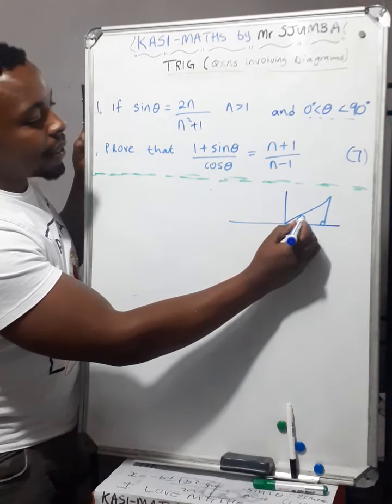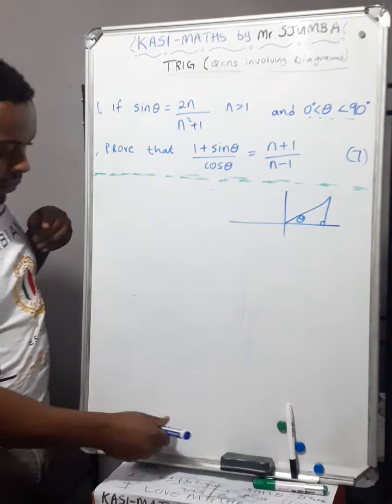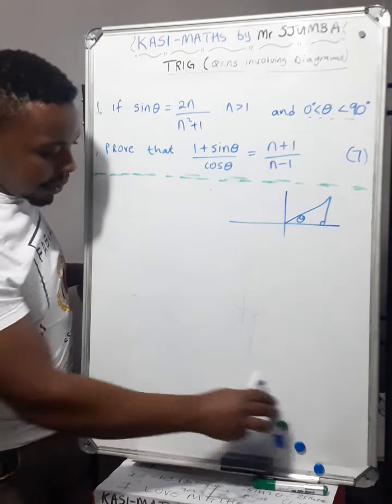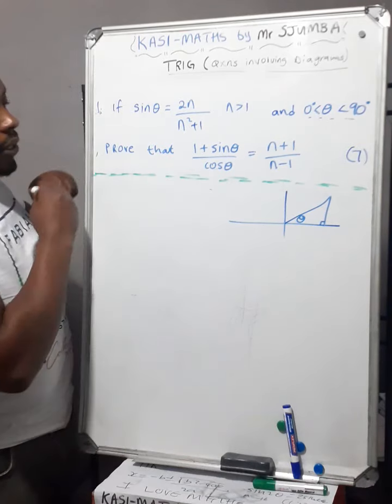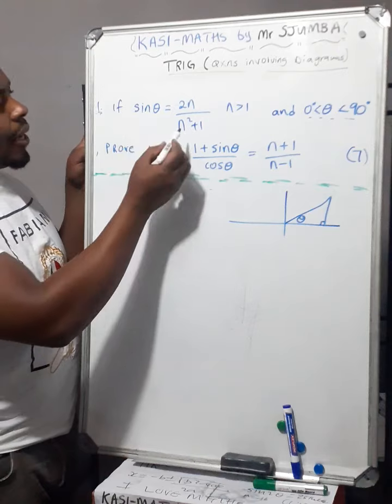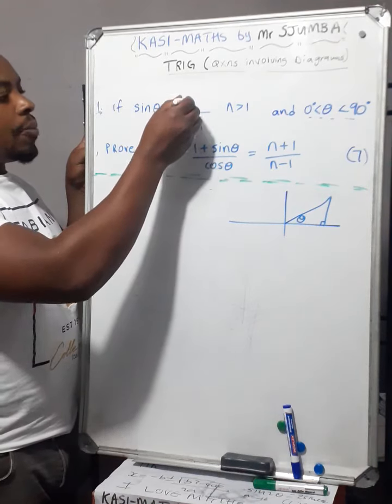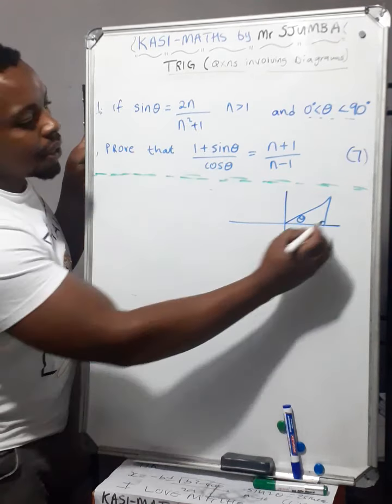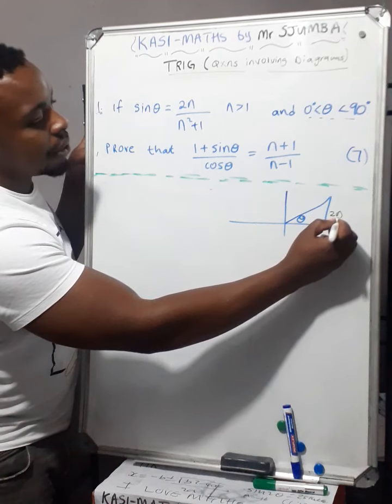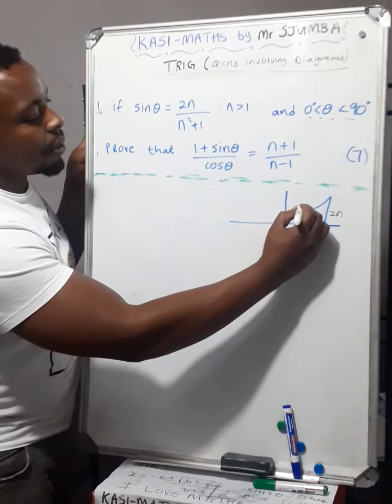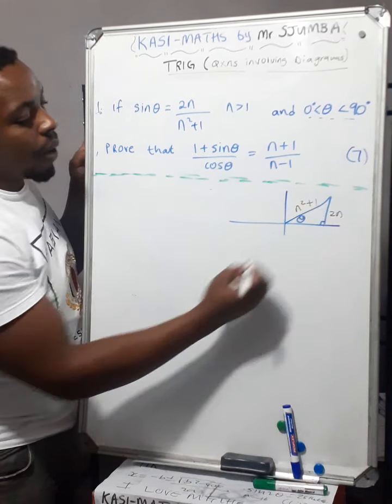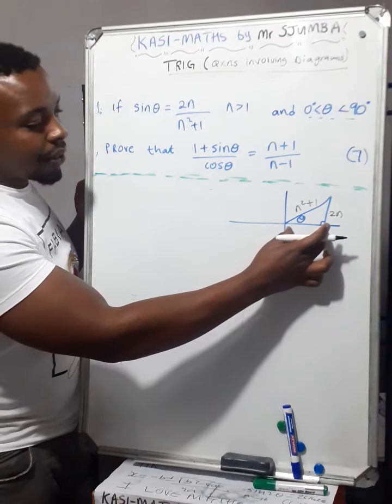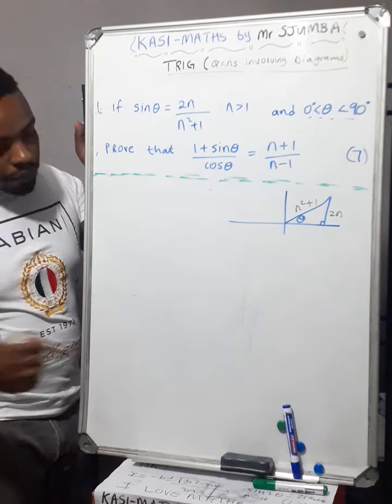Our angle here is theta. Now we must check again, sine is opposite over hypotenuse. So the opposite of theta is 2n, and the hypotenuse is n squared plus 1. So we must use Pythagoras theorem to get the remaining side.